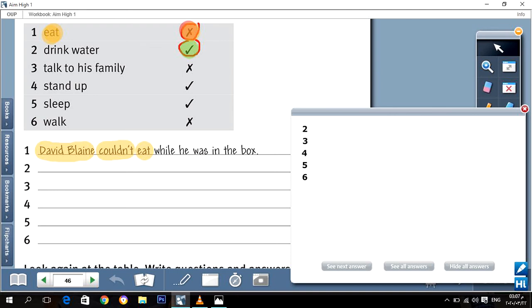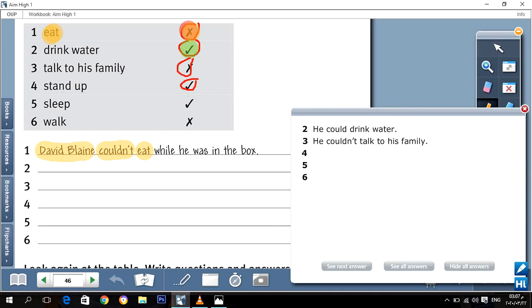Number 3, talk to his family, and there is another cross here. Okay, so here is the cross. I mean, David Blaine couldn't talk to his family. Number 4, David Blaine could stand up. Yes, because there is a tick here. David Blaine could stand up while he was in the box.